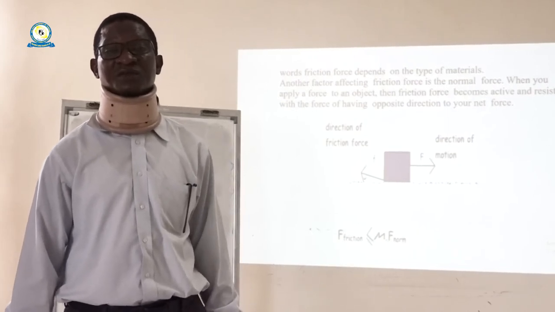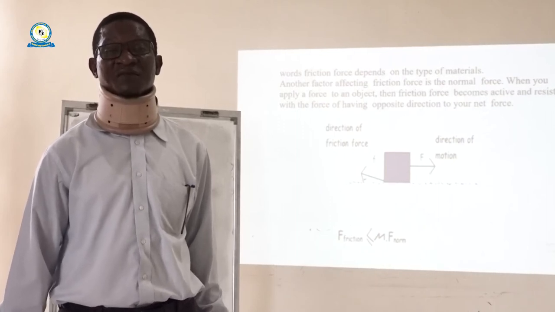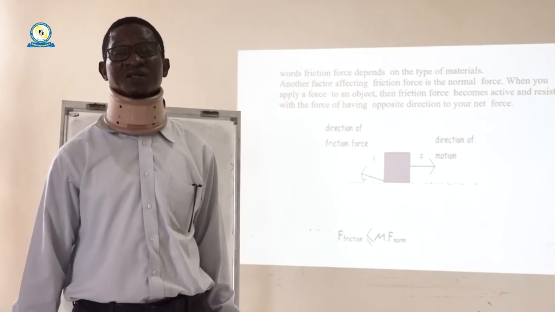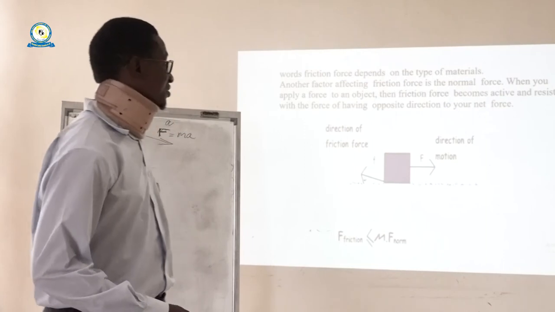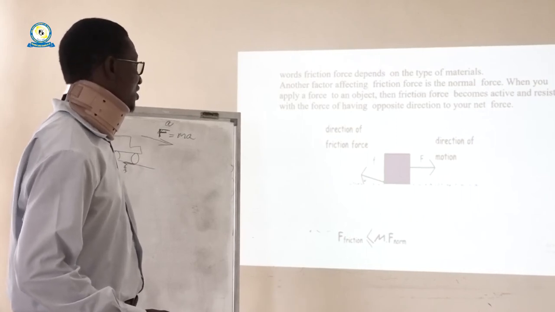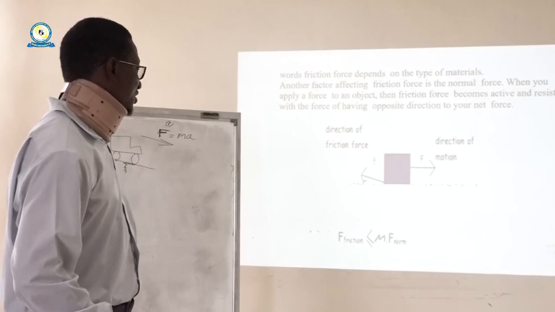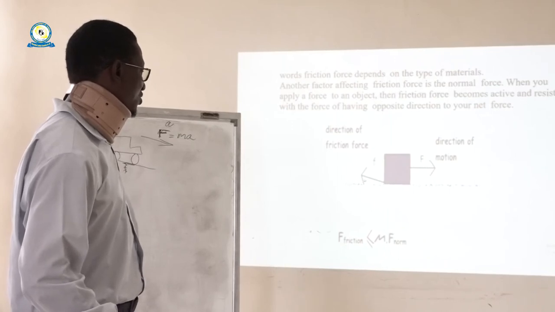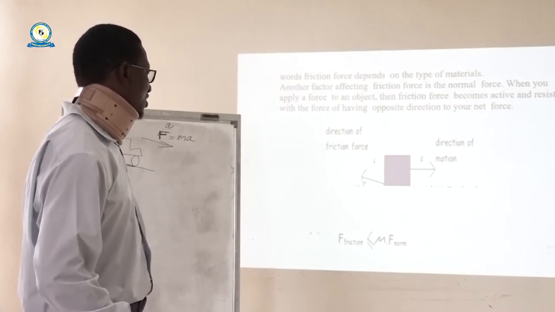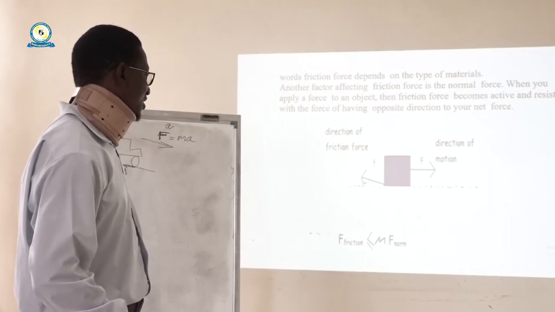Another factor affecting friction force is the normal force. When you apply force to an object, then friction force becomes active and resists with the force, having opposite direction to your net force. For example, we can see the direction of friction in our figure here, the direction of friction force, this one, and the direction of motion of this box, that direction. Friction force is less than or equal to mu times the normal force. This is the normal force N.